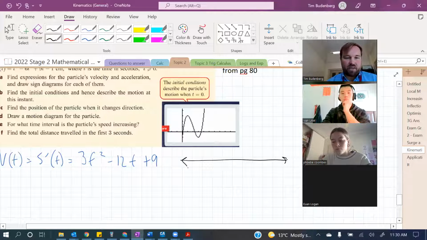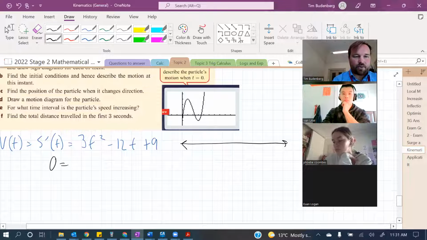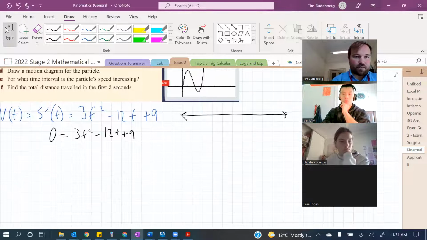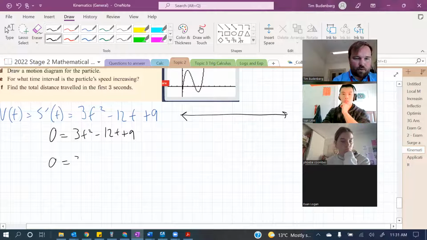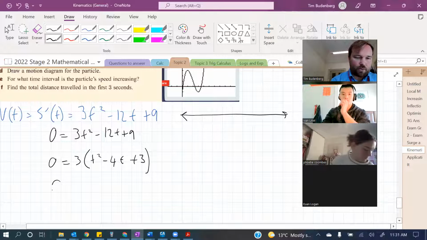Any idea how you'd get key points on this? You need to find the stationary point first. Yes, you need to set this equal to 0: 3t squared minus 12t plus 9. Factorize the 3 out. Factorizing 3 out is an excellent start. 0 equals 3 bracket t squared minus 4t plus 3. If you didn't spot factorizing 3, that's okay. You could easily just put it into the quadratic formula from there, but this way will be quicker.